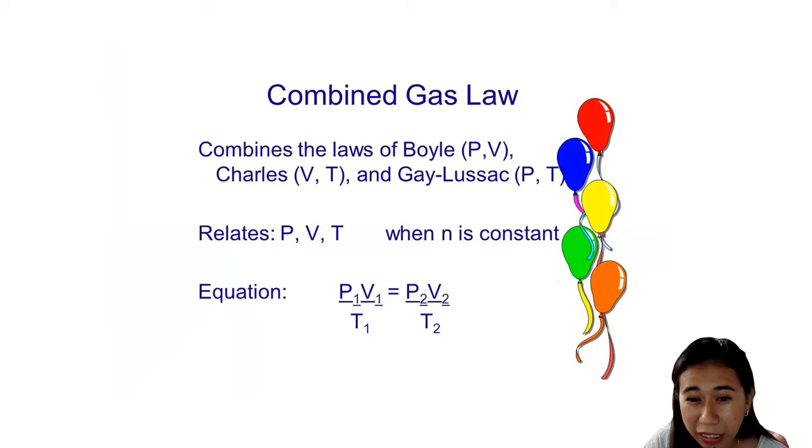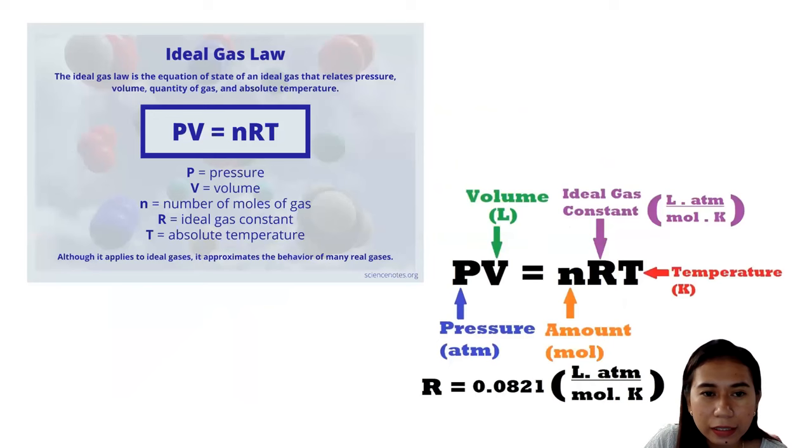Okay? Next, we have the ideal gas law. The famous one, PV equals nRT. Yung P, that's the pressure. Ano ba yung unit niya? Unit niya is atm. Yung V is the volume in liters. And then the n, that's the amount in moles. Then the R, that's the ideal gas constant, 0.0821, and unit niya is L·atm over mole·K. K is the Kelvin, temperature.